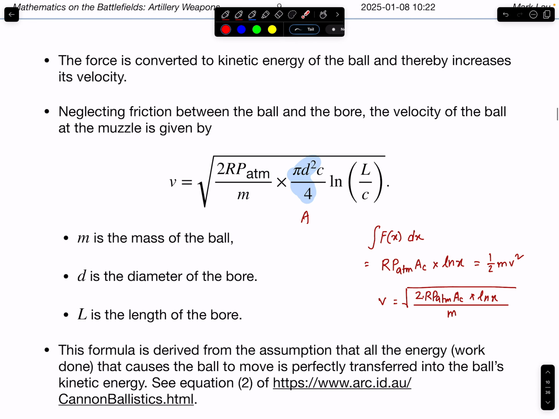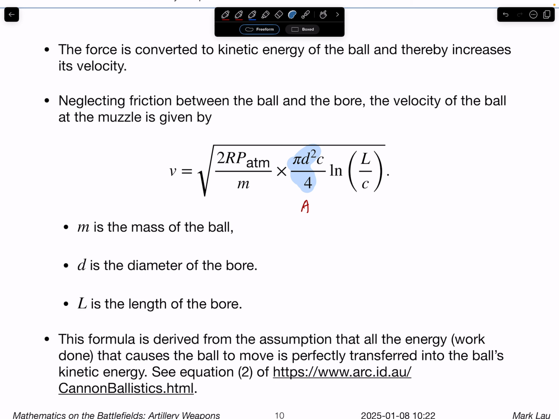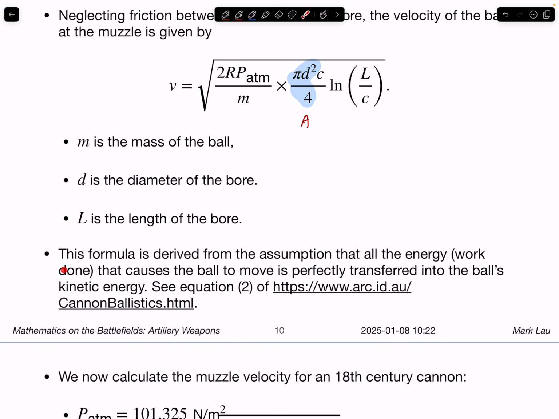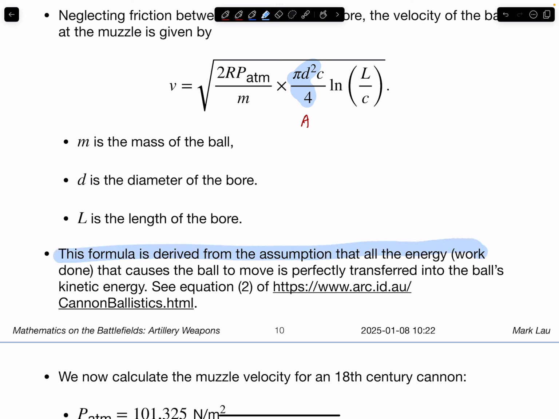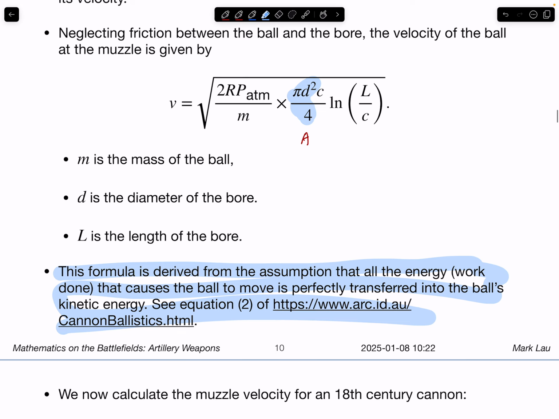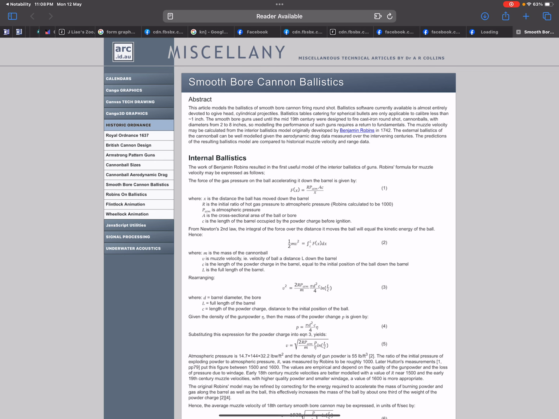Okay, why am I doing these? I can just memorize the given formula. Anyways. This formula is derived from the assumption, and this is an important fact, that all the energy or work done that causes the ball to move is perfectly transferred into the ball's kinetic energy. Okay. Oh, I think the derivation is given here. Let me just check. Oh, yeah.